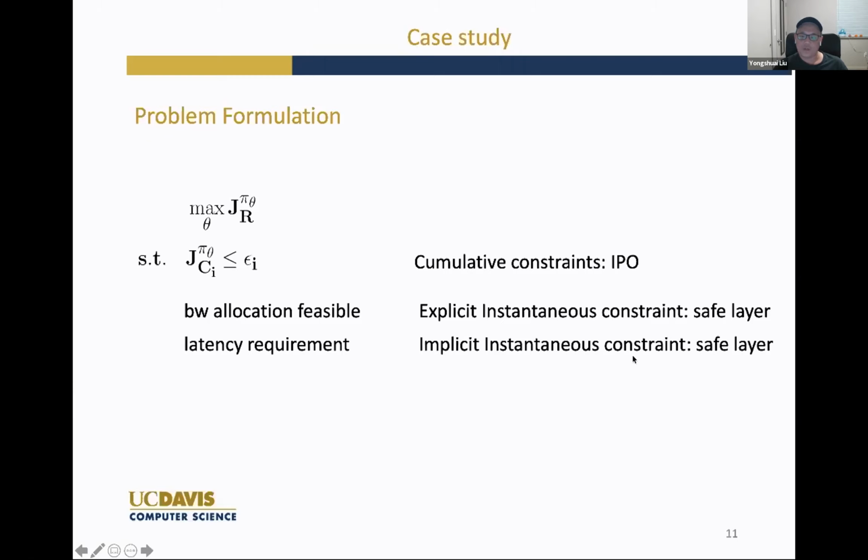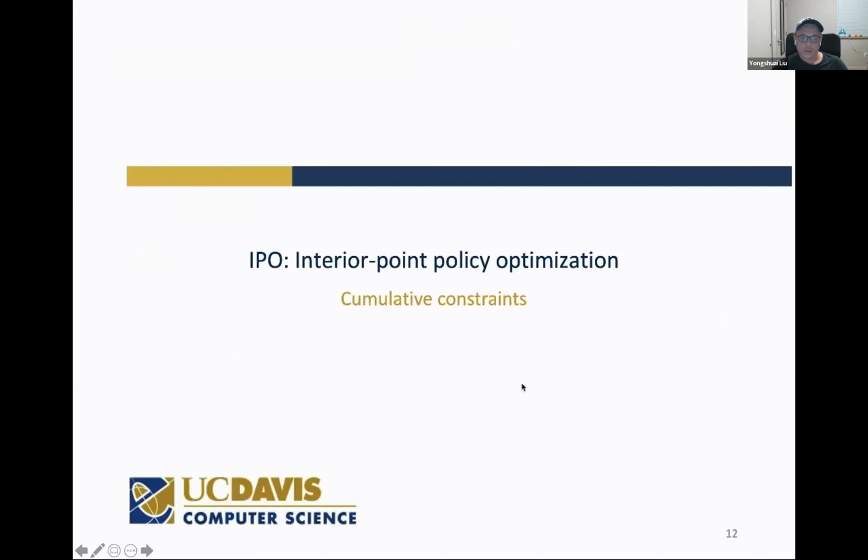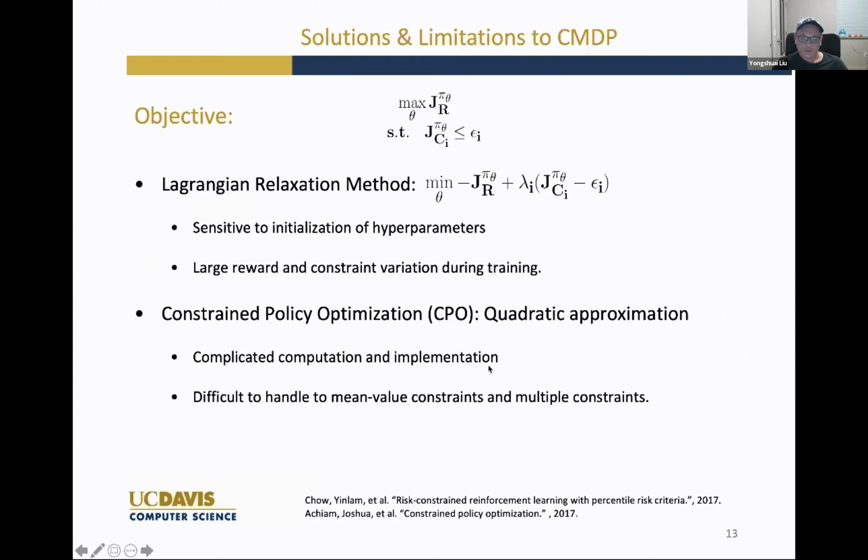To handle the cumulative constraint, we propose a method we call interior policy optimization, or IPO. To handle the instantaneous constraints, we use the safety layer method. Next, I will introduce those methods. IPO is a method we propose to handle the cumulative constraint. First, let me introduce the literature review.